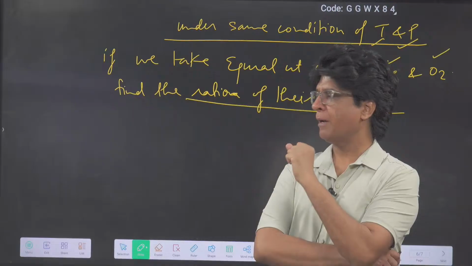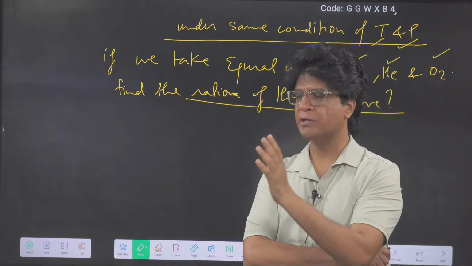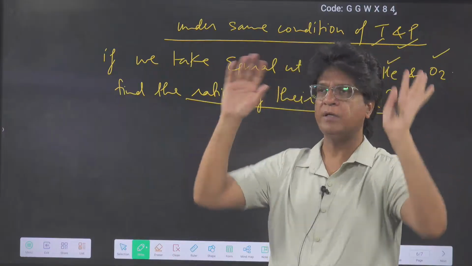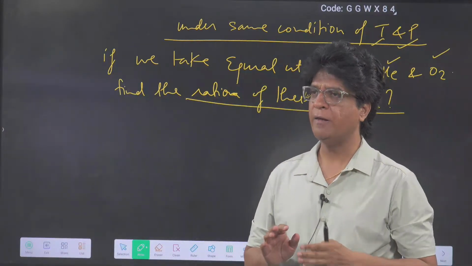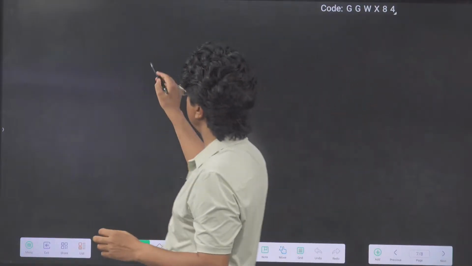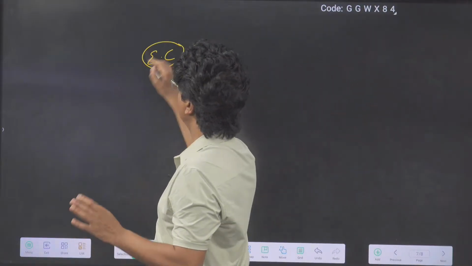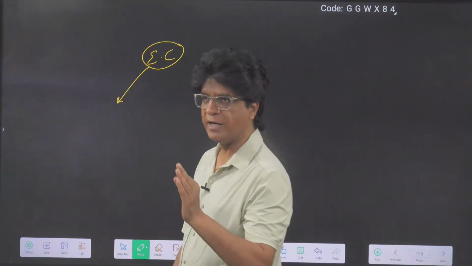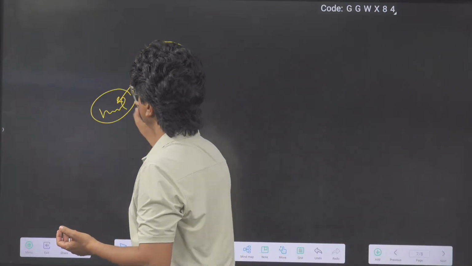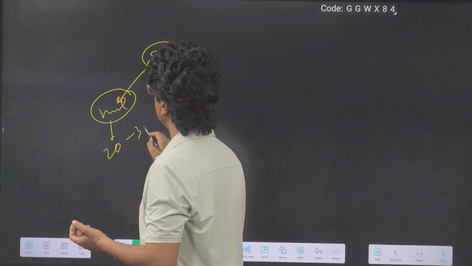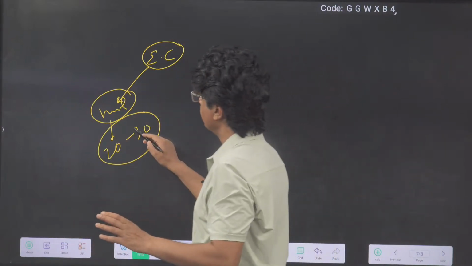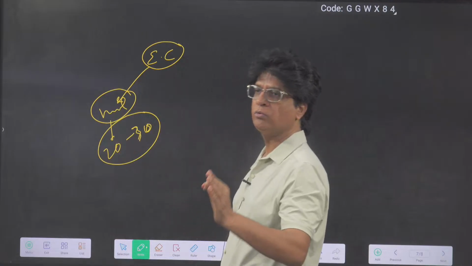See, boys and girls, my heavy recommendation is that don't try to fly high. Don't try to do difficult things in the initial phase of preparation. First, command the basics. Every chapter has a certain variety of questions. For example, if you take mole, there might be maybe 20 to 30 varieties of questions. In general, I'm not saying they are the only ones, but the basic variety is 20 to 30 questions.